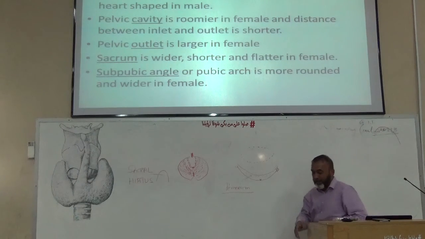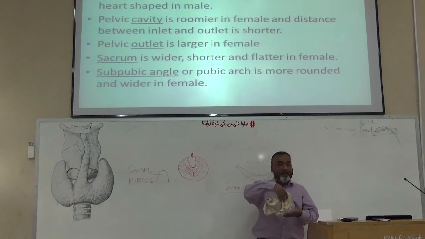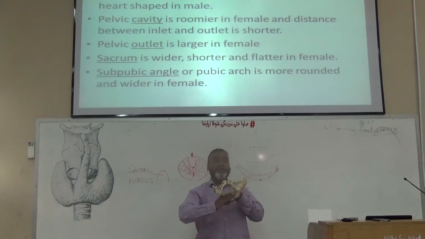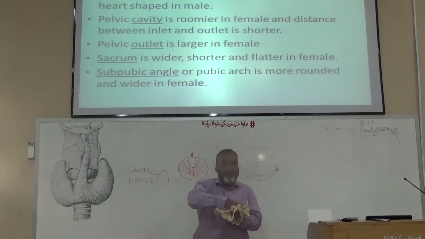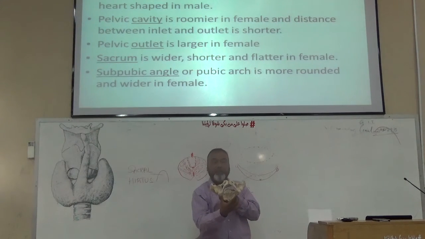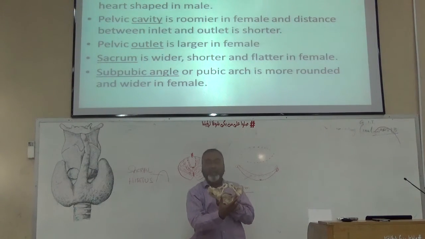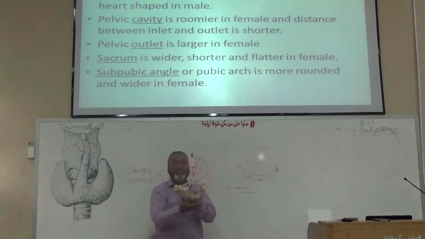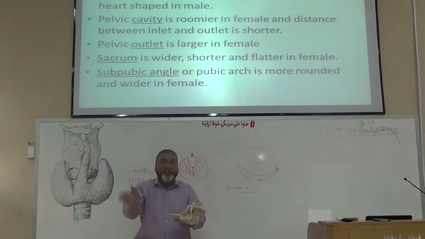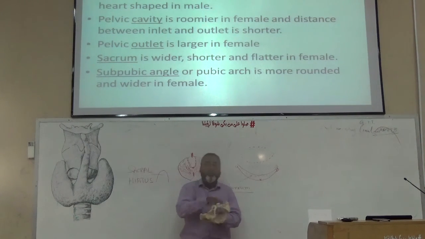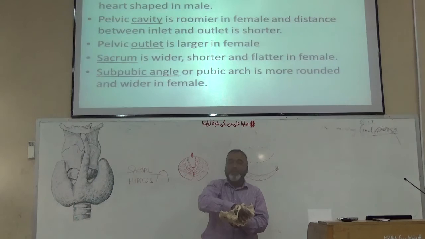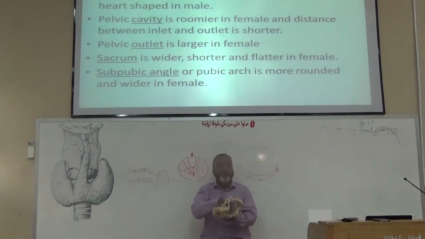Outlet is larger. Now outlet is larger in case of female. Again the same reason, for the passage of the baby. How does it become large? As I said, one thing is that the sacrum is straighter and flat. Second thing is these, what is this? These are the ischial tuberosities plus the ischial spine. They are everted in case of female as compared to that of the male. That is so that it allows a large space for the passage of the baby.